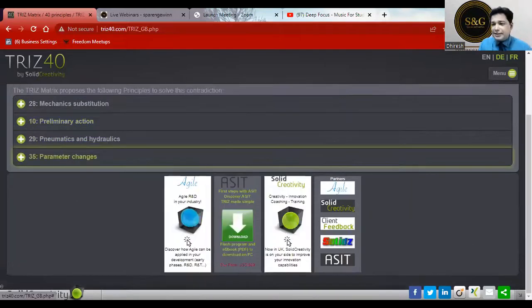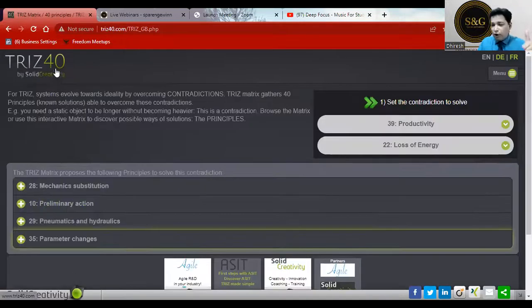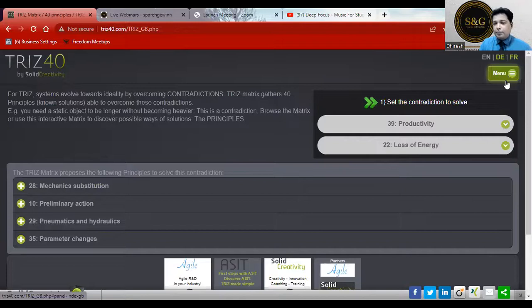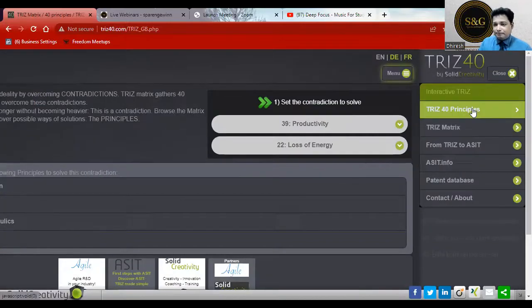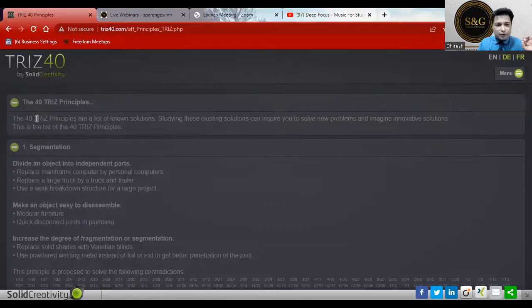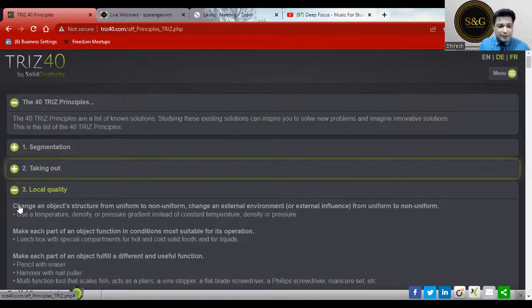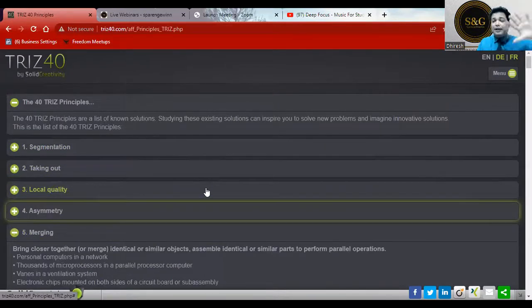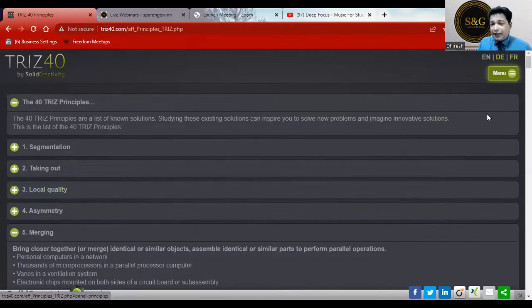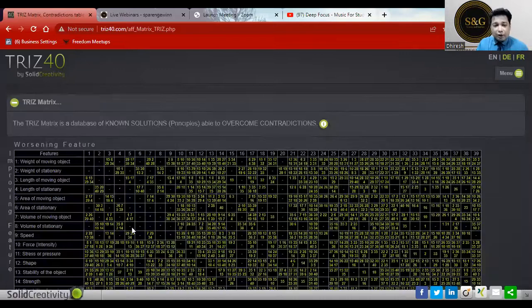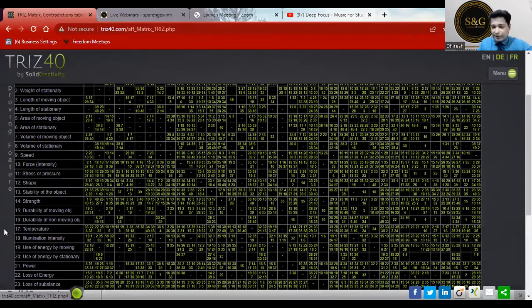So this is a resource, TRIZ40.com. You have to go to this and explore it. Next time we will discuss a lot about it. Go to the menu, and you will find all 40 principles here. The first principle is segmentation, the second is taking out, the third is local quality, the fourth is asymmetry. All 40 principles are explained in detail with solutions and examples. The TRIZ matrix is also given, the same Excel sheet which I just showed you. This is called the TRIZ matrix.